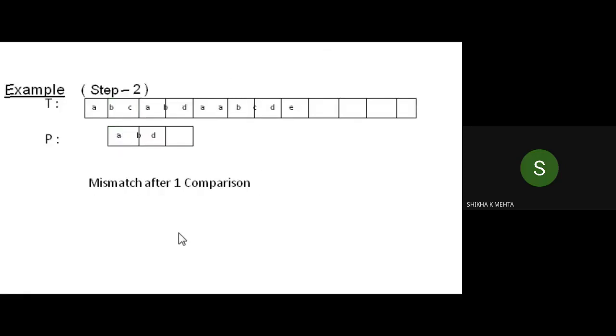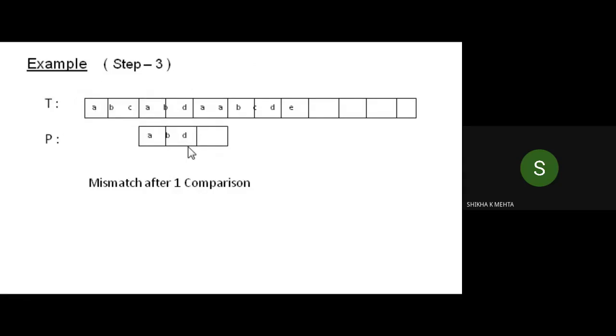Then we again start the search from the next position on the text array. Again B is equal to A, no, so there is a mismatch after the first comparison. Then we move next. Again A is equal to A, yes. B is equal to B, yes. Sorry, there was one step missed. After B, A, we are going to compare A and C, right? A is not equal to C, so there is a mismatch after one comparison.